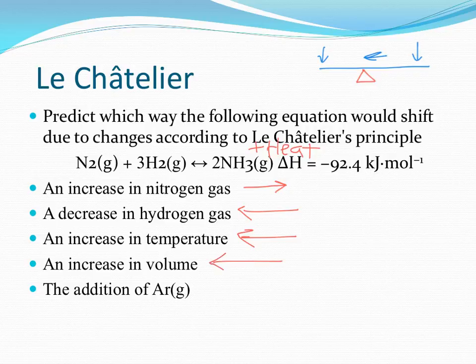Okay? The last one is the addition of argon gas. Now, if I look on here, argon gas is a noble gas, and it's not in my equation. So if I am adding something that is not in the equation, it's really not doing anything. Okay? So the addition of something not in my equation that's not going to react with anything in my equation, such as a noble gas, is going to have no effect.